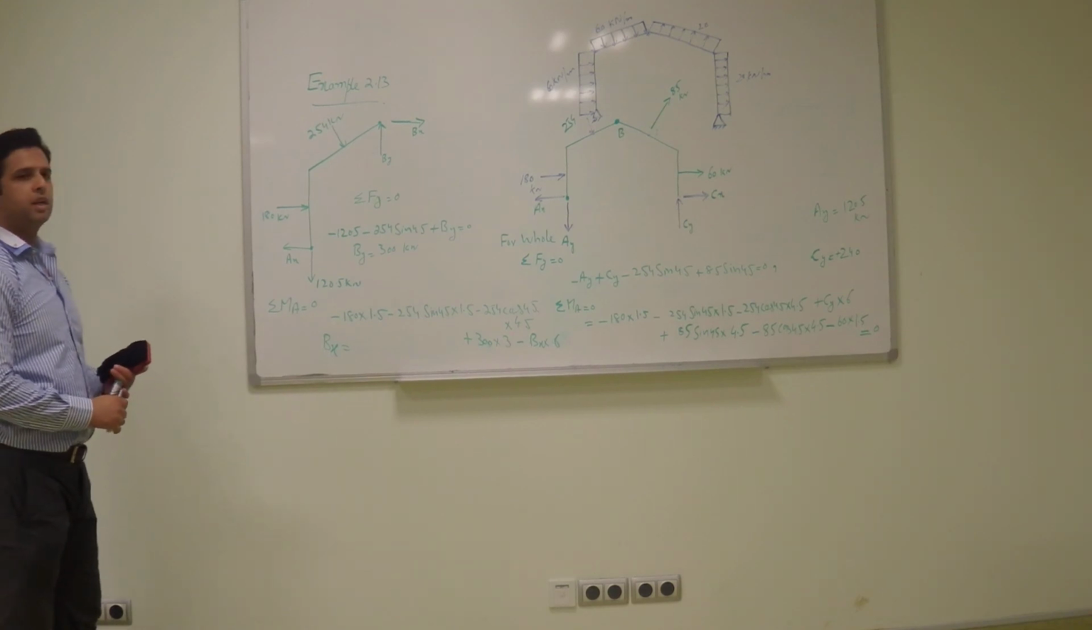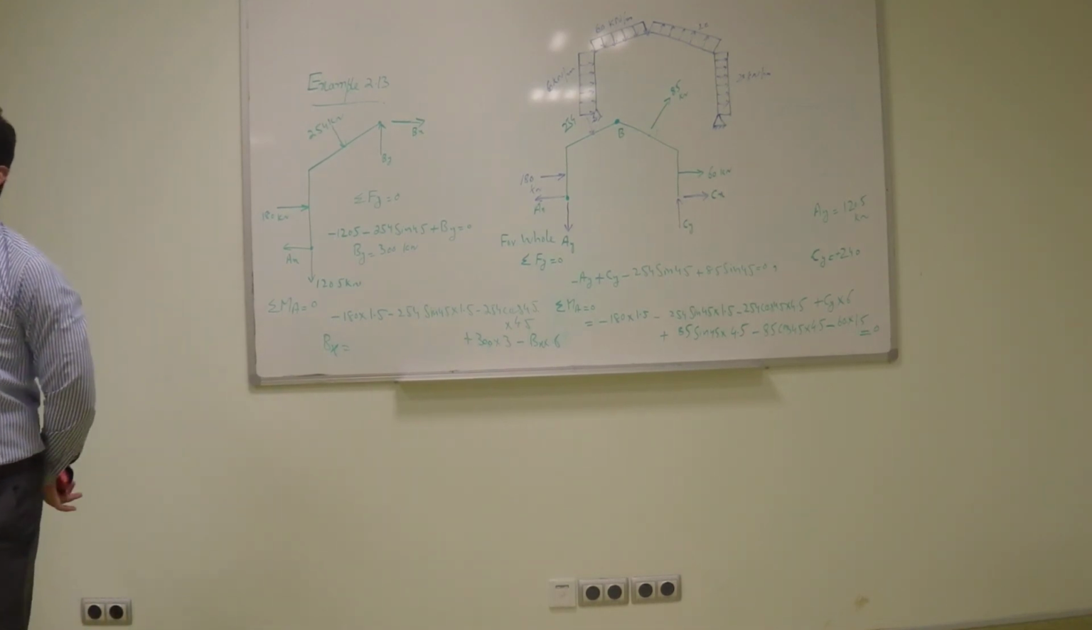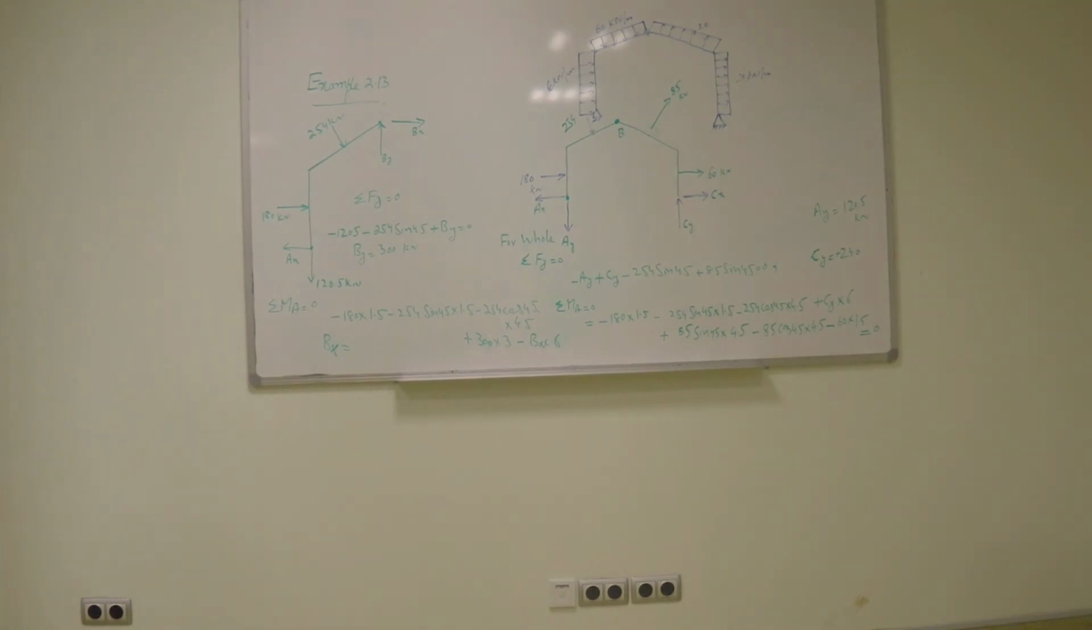What is the answer, BX? Move your fingers quickly on the calculator. You are sitting in structural analysis class. I got 75, but in the other direction. Okay, negative.